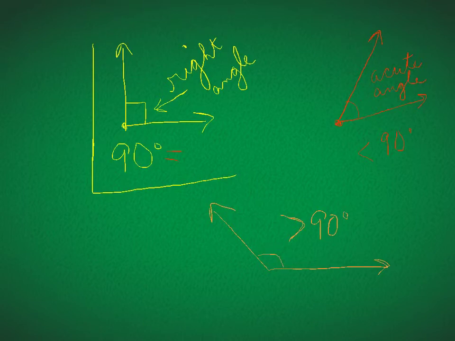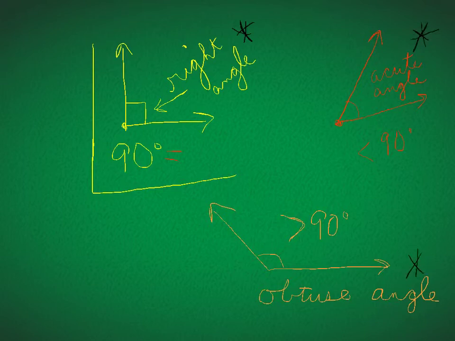Wonder what kind of an angle this would be. If you guessed obtuse angle, you are correct. Obtuse angle. Very important terms to remember. Right angle is equal to 90 degrees. An acute angle is the one that's less than 90, and obtuse is the one that's greater than 90 degrees.